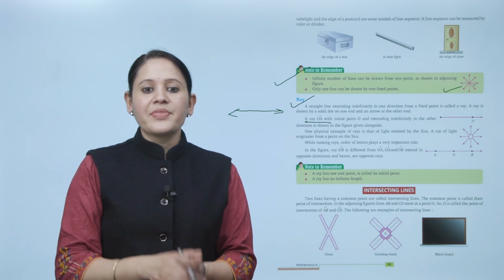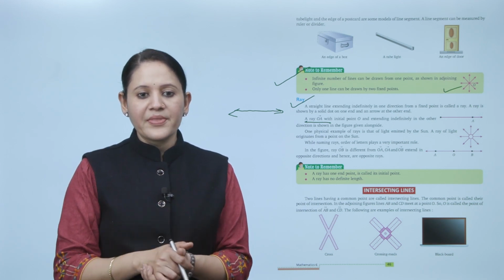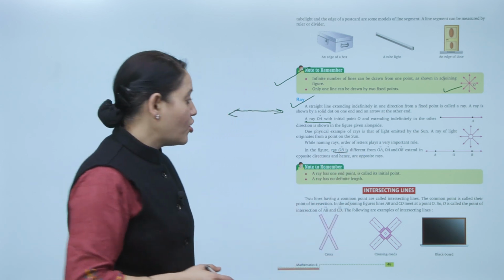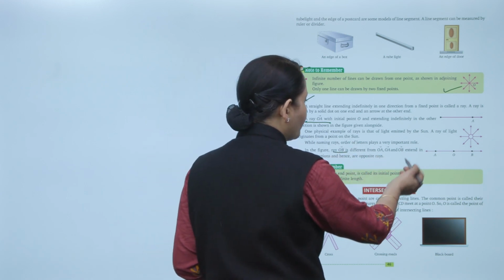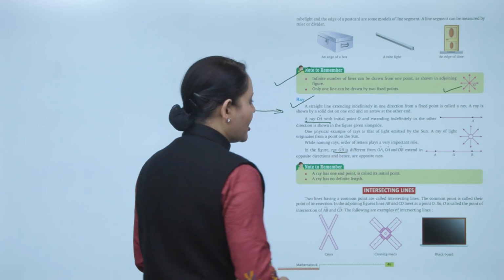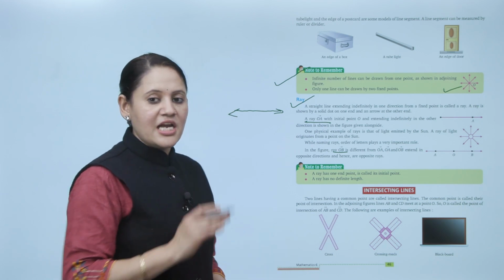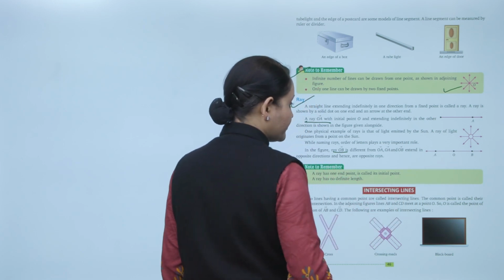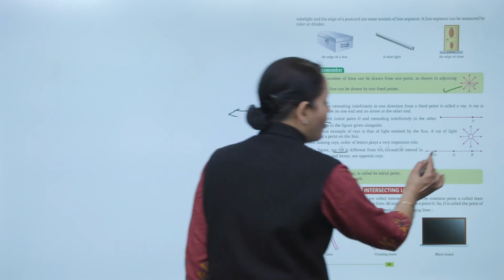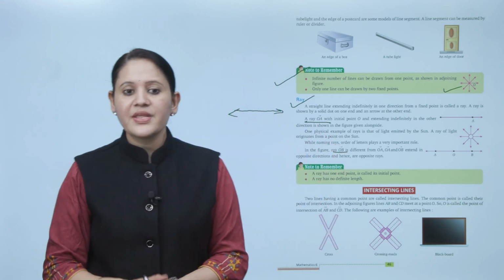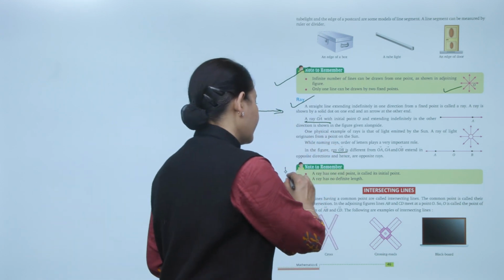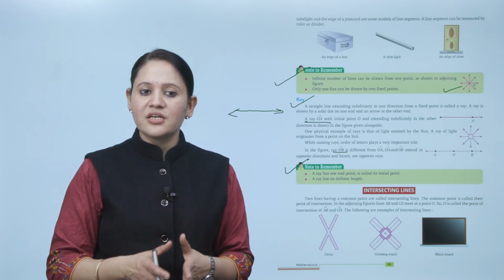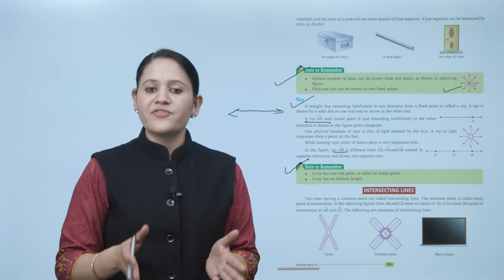While naming a ray, the order of the letters plays a very important role. Ray OB is different from ray OA, as they extend in opposite directions and hence are opposite rays. Means जो first letter है that shows the initial point, like here ray OA is different from ray OB because opposite side में दोनों. Clear? Next is note to remember. A ray has one endpoint called the initial point. Clear? A ray has no definite length.